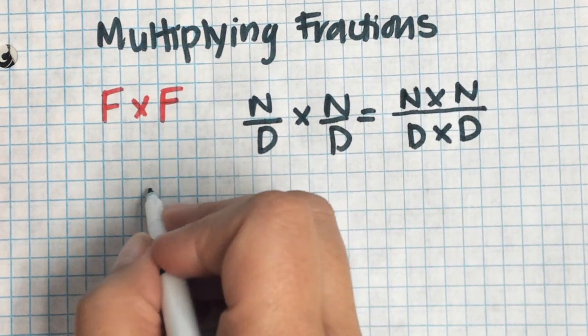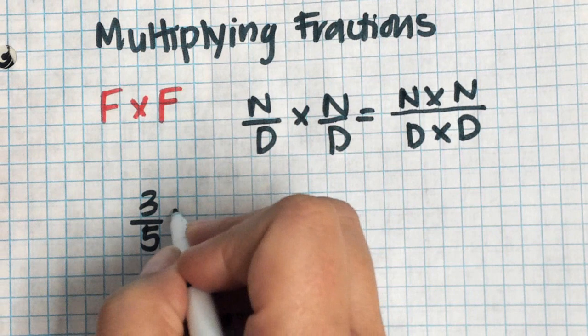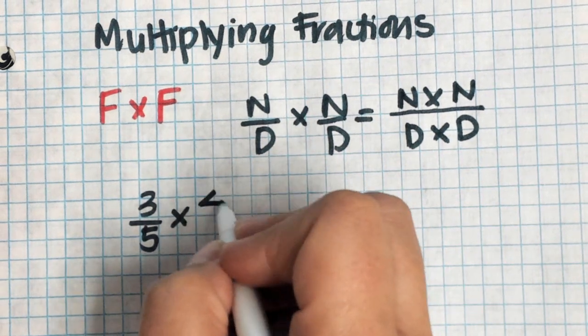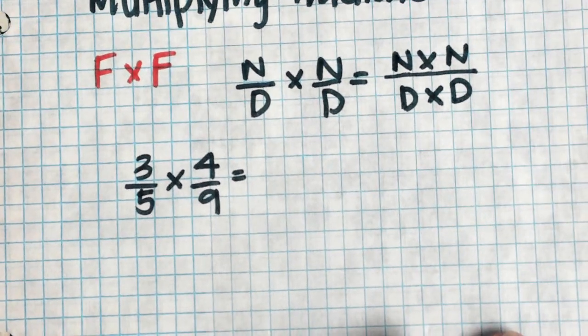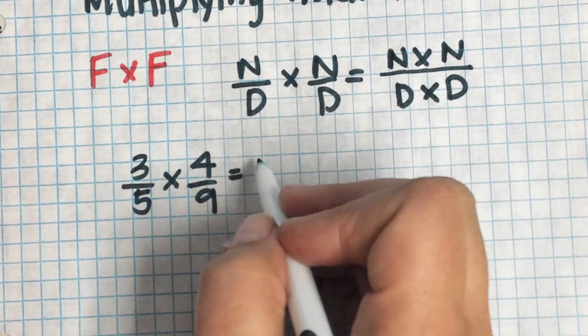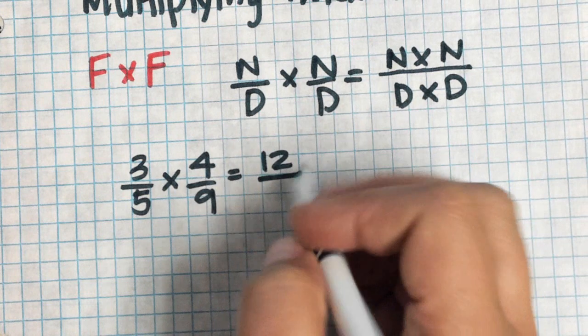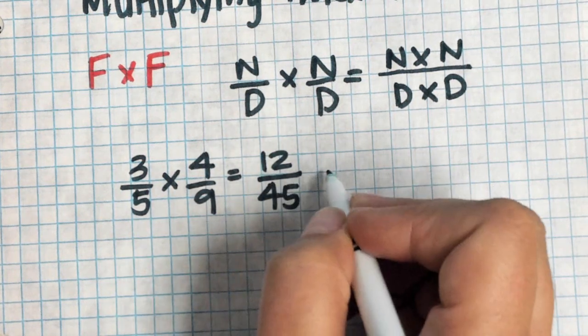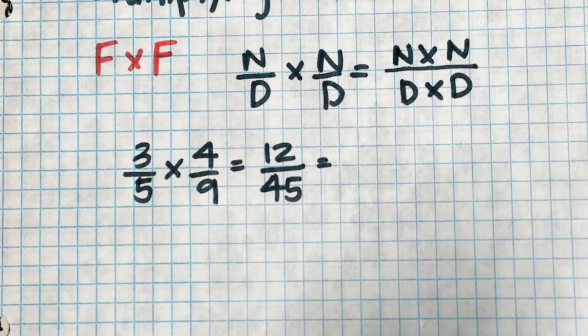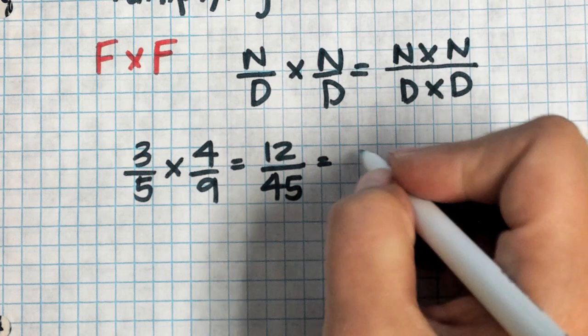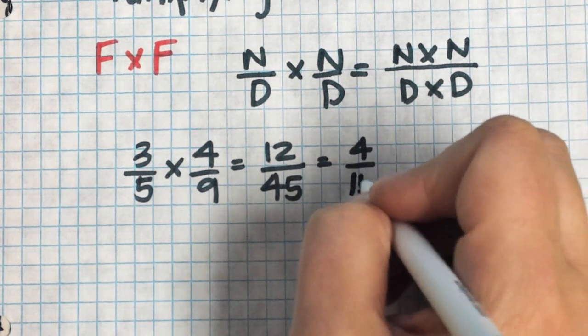So if we were to have, let's say, 3/5 times 4/9, we multiply straight across. What is 3 times 4? 12. And 5 times 9, 45. At this point, we can simplify. What number will go into both 12 and 45? 3. So that would give us 4 over 15.